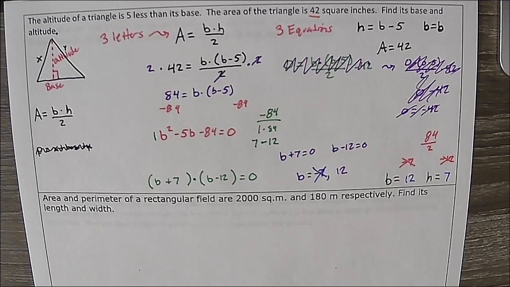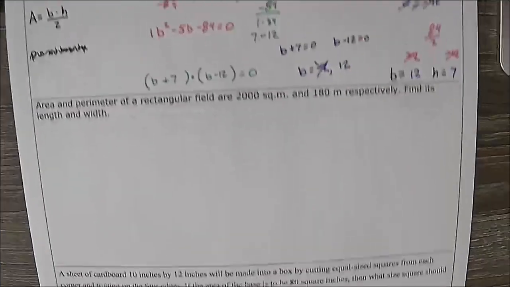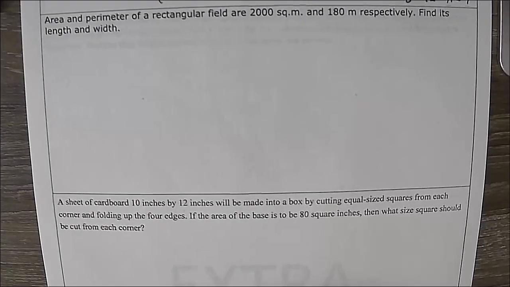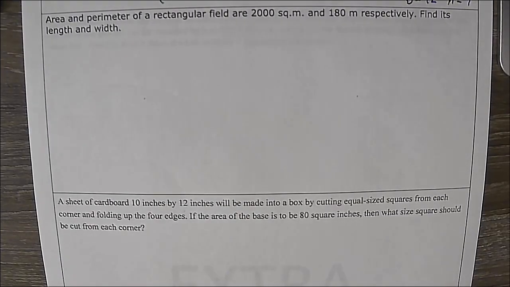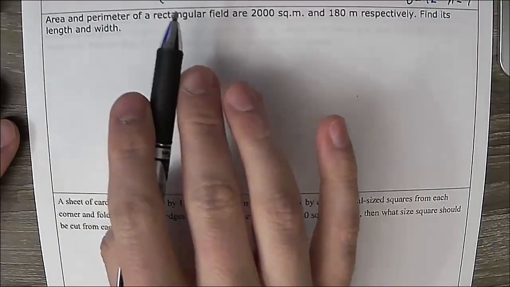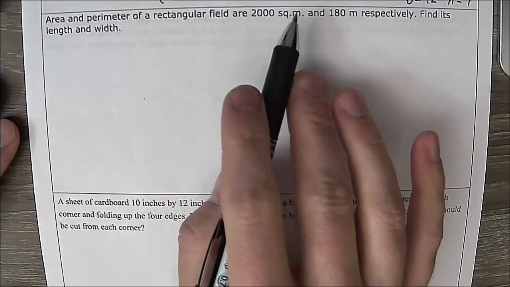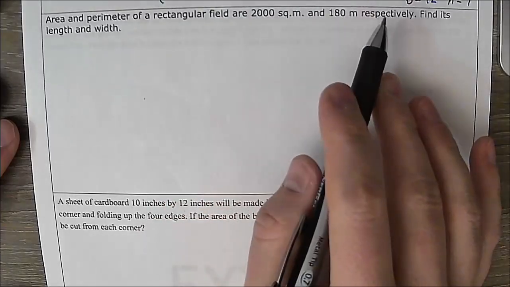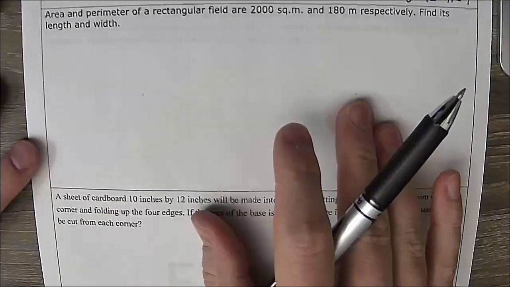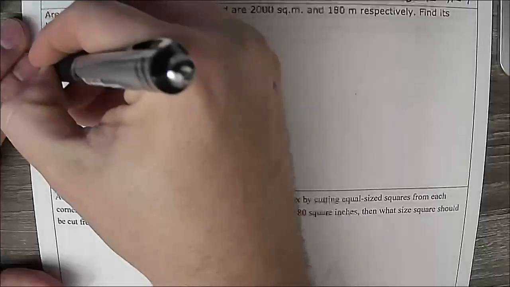All right, let's try another one. Each of these ones are much more challenging than any that we'll see on the test. They just help us develop our word problem strengths. The area and the perimeter of a rectangular field are 2,000 square meters and 180 meters respectively. So that means area, perimeter. We want to try to find the length and the width. So I've got myself my rectangle right here.